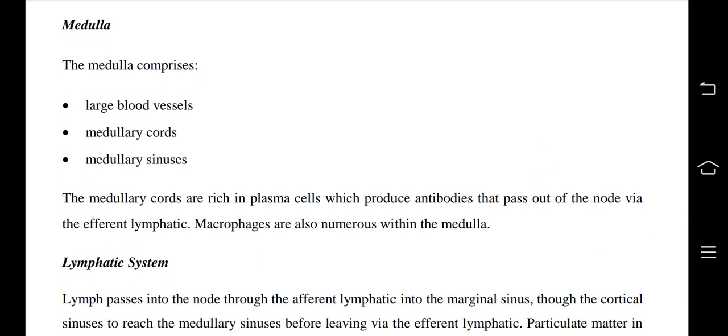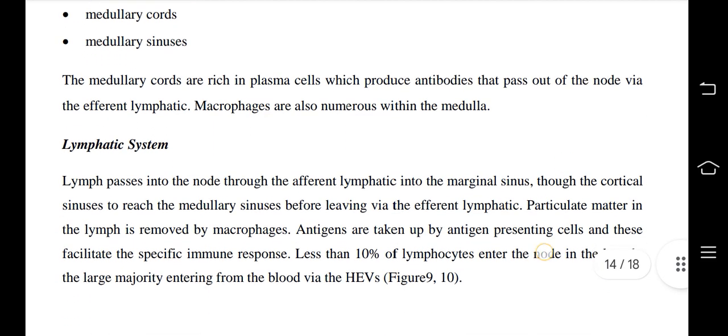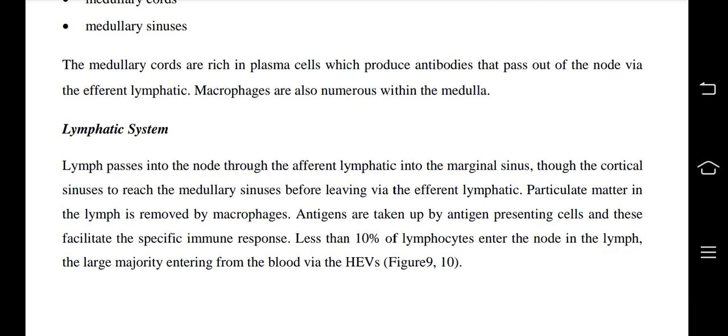Medulla. The medulla comprises large blood vessels, medullary cords, and medullary sinuses. The medullary cords are rich in plasma cells which produce antibodies that pass out of the node via the efferent lymphatic. Macrophages are also numerous within the medulla.